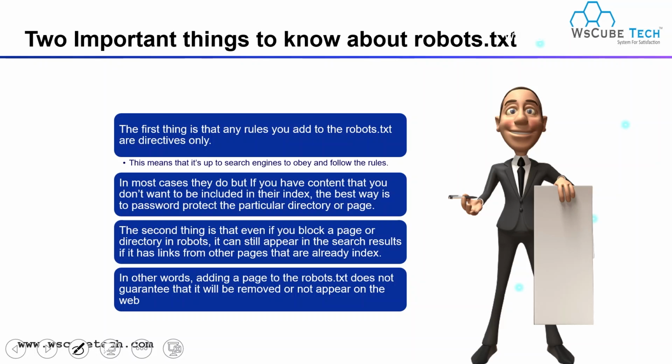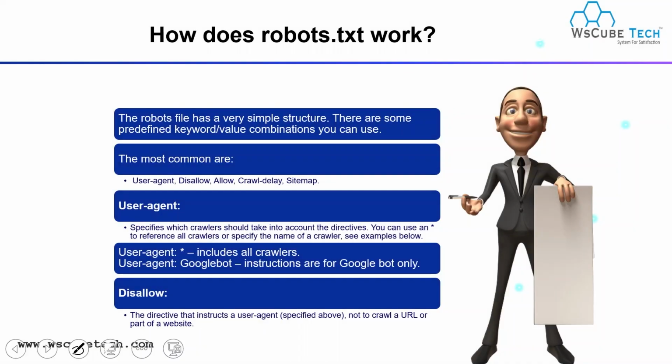The second thing is that even if you block a page or directory in robots, it can still appear in the search results if it has links from other pages that are already indexed. In other words, adding a page to the robots.txt does not guarantee that it will be removed or not appear on the web. So these are the two most important things about your robots.txt file.